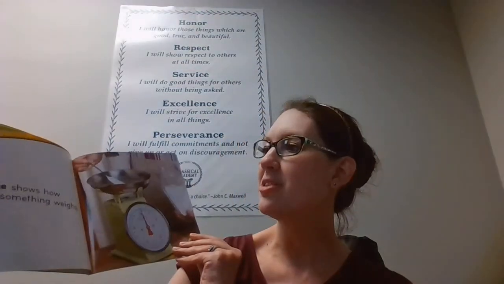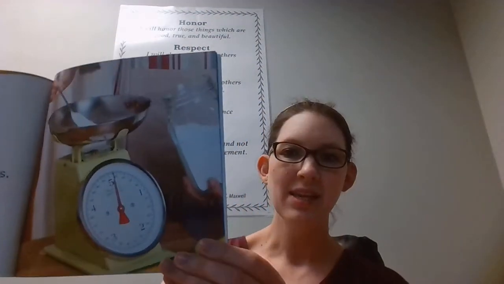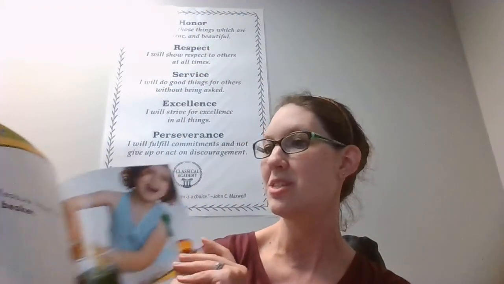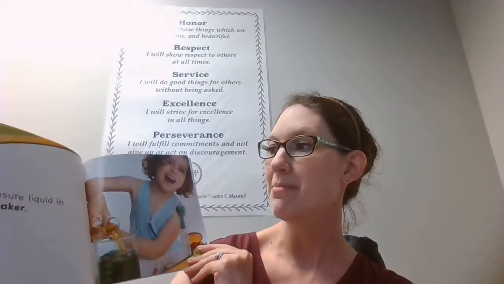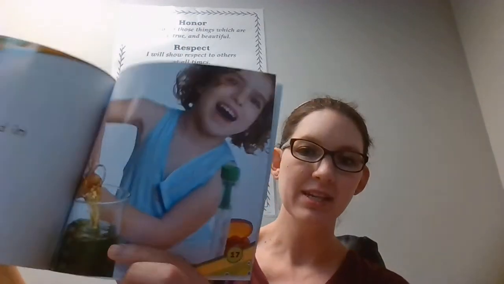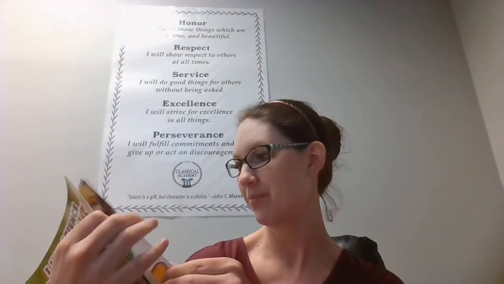A scale shows how much something weighs. Your parents might have one of those in the kitchen that they use when they cook. Because when you cook, you have to be very precise, very exact in how much you put into your recipe. Measure liquid in a beaker. A beaker is just a big glass jar that has numbers on it so that we can measure how much liquid we are putting in.